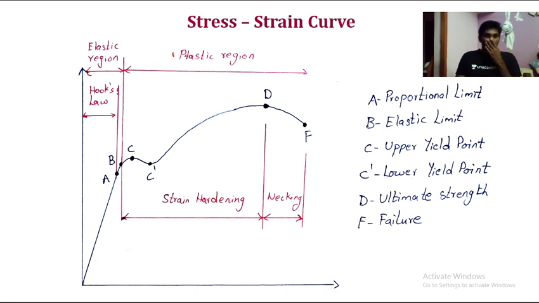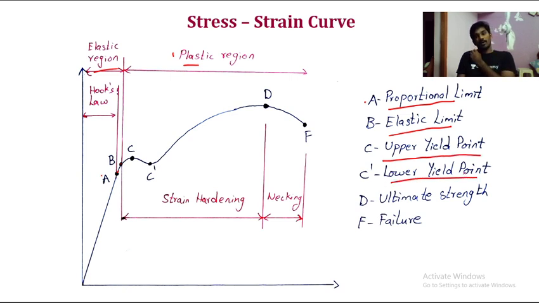Here, one of the key parts is the elastic region and plastic region. Please remember these two points. So where A, B, C, C dash, D and F. Out of these six points, A represents proportional limit, B represents elastic limit, C represents upper yield point, C dash represents the lower yield point, D is ultimate strength, and F is failure. Okay, right?